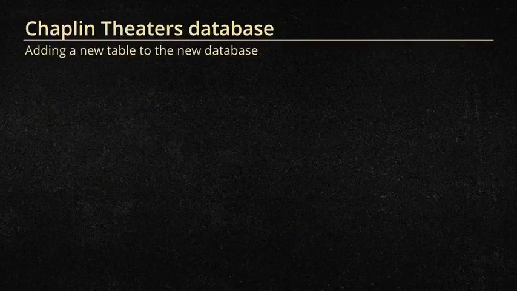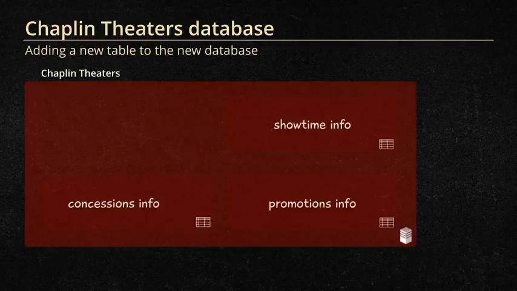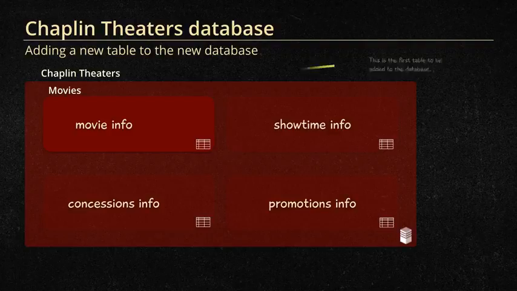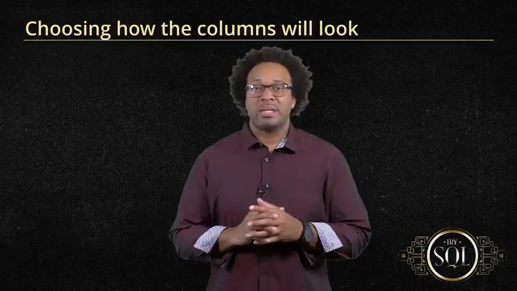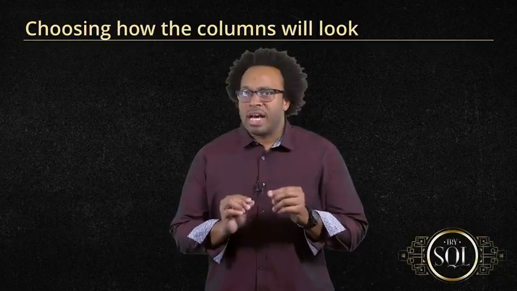Looking at how we wish to create the new database, based on Gatsby Theaters, we know that we have the data for movie info, concessions info, showtime info, and promotions info. You may notice none of this data has any table structure. The first table we will add to the new database will be the movies table, which will hold the movie info data. Before we actually create the table, let's take a look at how we want the columns inside to look.